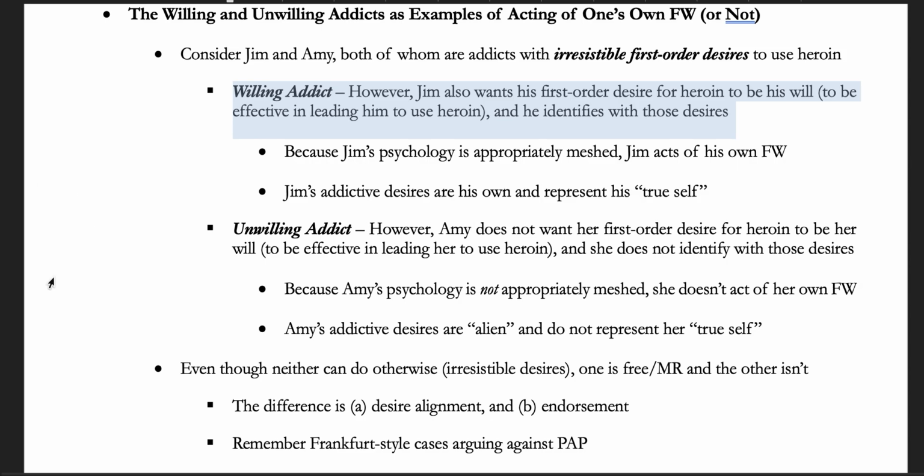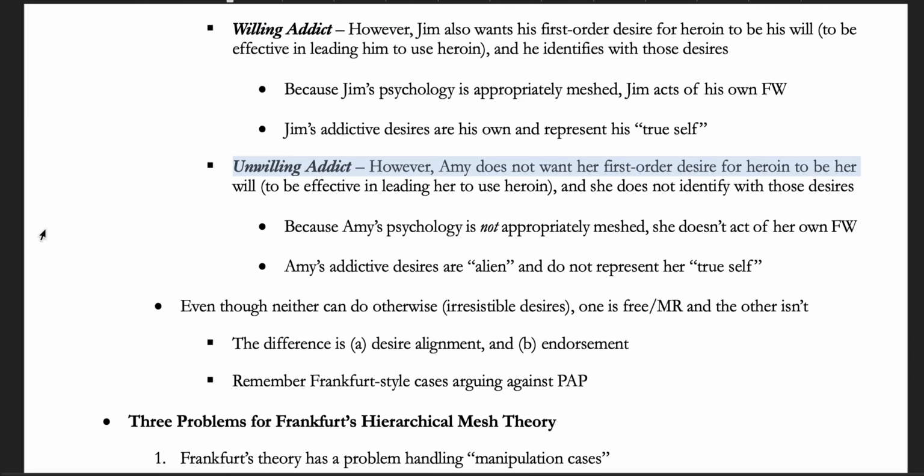What makes the difference between them is that one of them has a proper alignment, a proper meshing of their psychology, including the fact that they endorse their effective desire. And the other person doesn't have this stuff. That's the difference. That's why a willing addict is responsible and an unwilling addict is not.